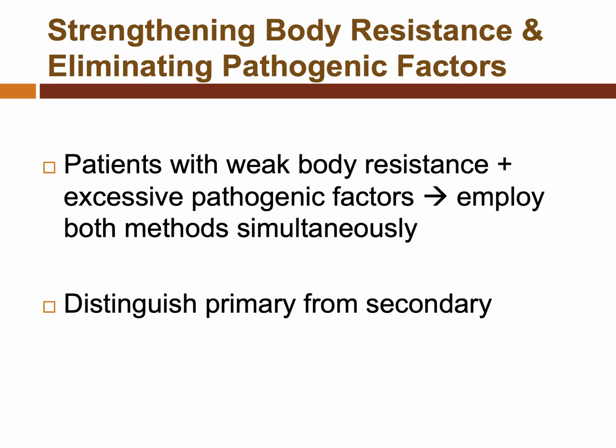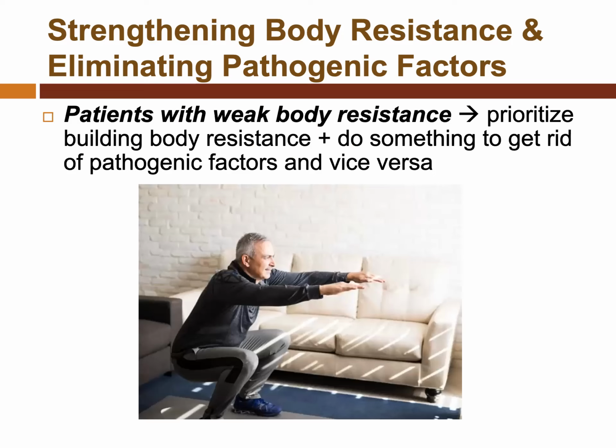In patients with weak body resistance plus excessive pathogenic factors, we'll have to employ both methods simultaneously. That is, strengthening body resistance and eliminating pathogenic factors. So we have to distinguish which is primary from secondary. In patients with weak body resistance, we have to prioritize building body resistance and do something to get rid of pathogenic factors, and vice versa.